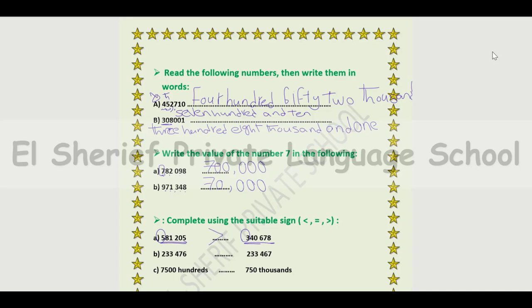So 581,205 is greater than 340,678. Letter B, again the first step to compare two numbers, we must count the number of digits on both sides. So we have 6 digits in the left side and 6 digits in the right side. Look at the greatest place value. Here we have 2 in 100,000 place, and we have 2. So 2 equal 2. But complete your steps.